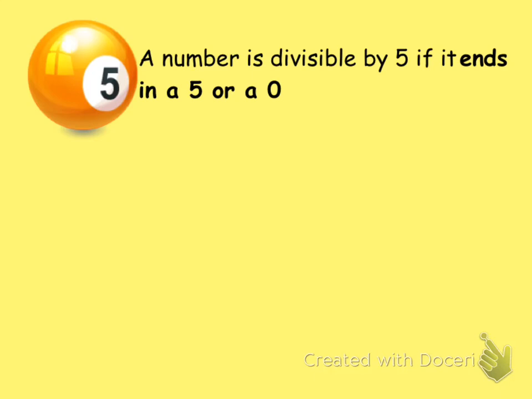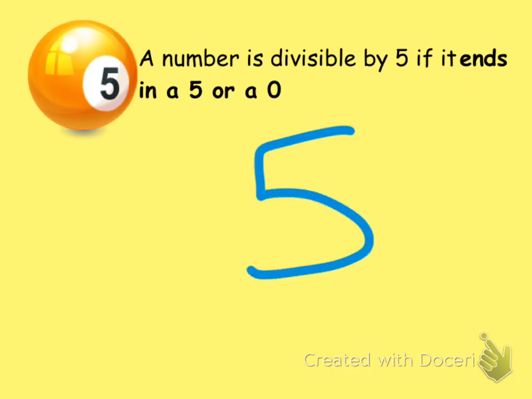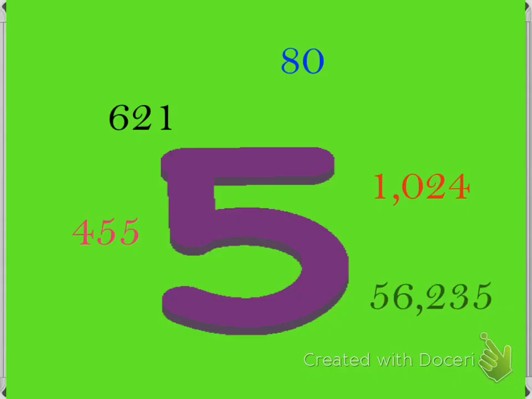Next rule is 5. 5 is kind of an easy one to remember, just has to end in a 5 or a 0. If it does, it's divisible by 5. Pause the video and try the following numbers.